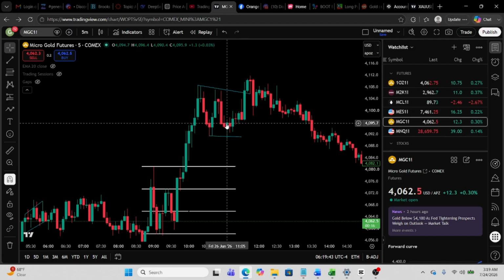Well, what do you do at support? Do you sell at support? No, you don't sell at support. You buy at support. But we're already in a trade, so if you wanted to scale in again, you would have to test that out and let me know how that goes.